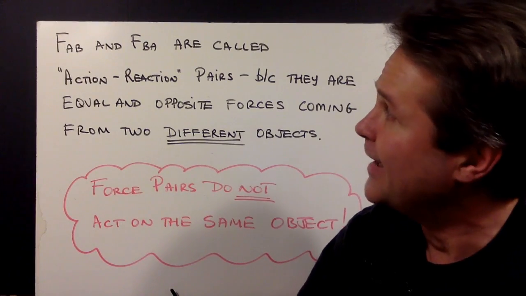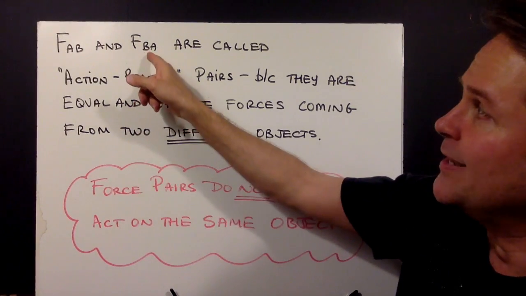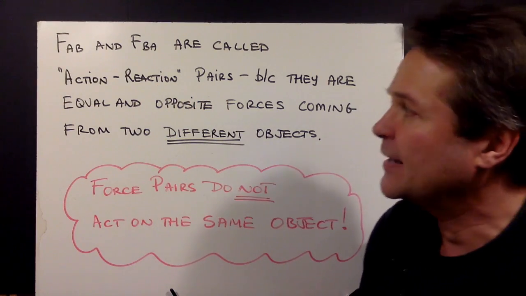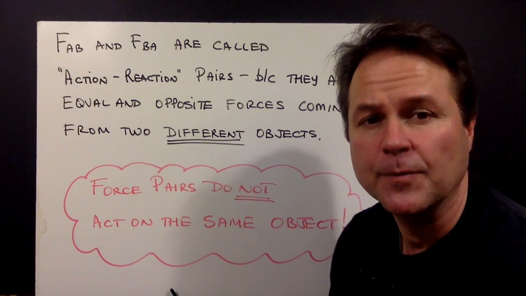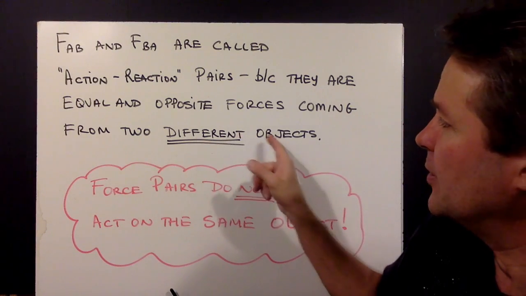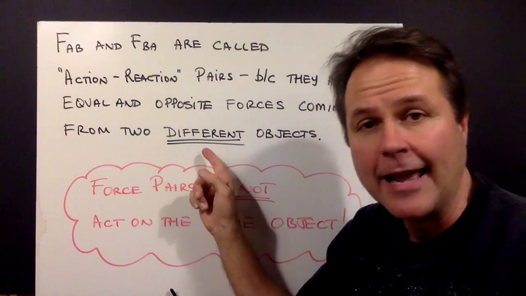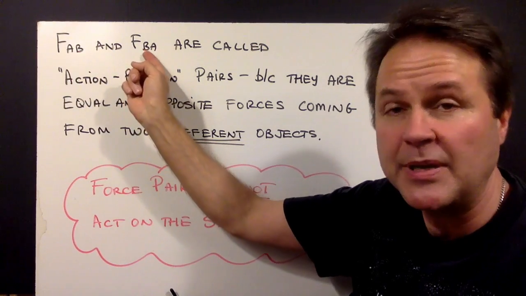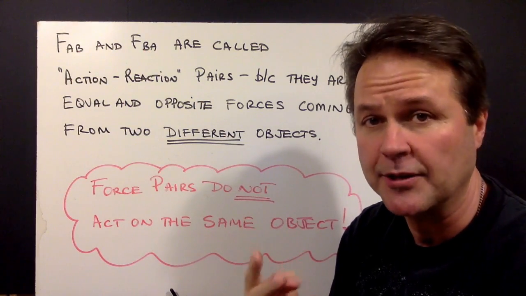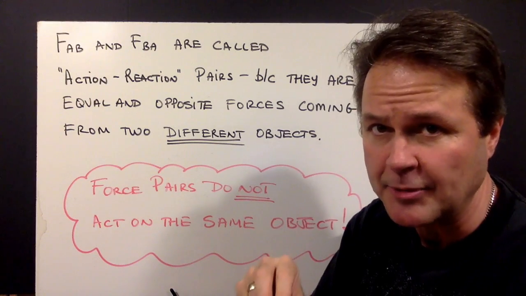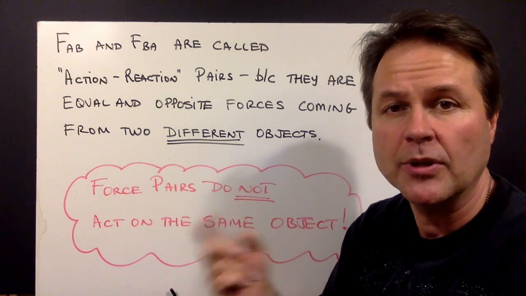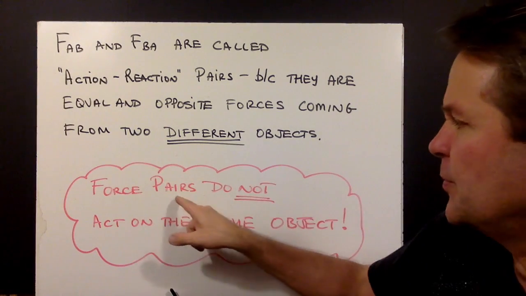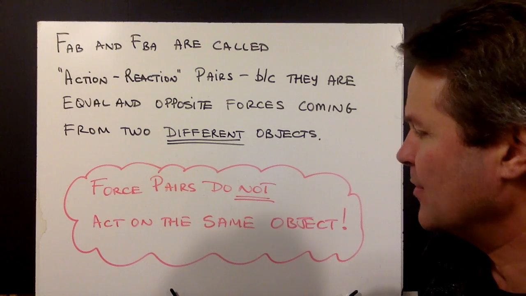So FAB and FBA are called action-reaction pairs. And that's because they're equal and opposite forces coming from two different objects. Again, I need to emphasize that these two forces, FAB and FBA, involve two objects. It's not two forces acting on one object. It is equal and opposite forces acting on each other. So force pairs do not act on the same object.